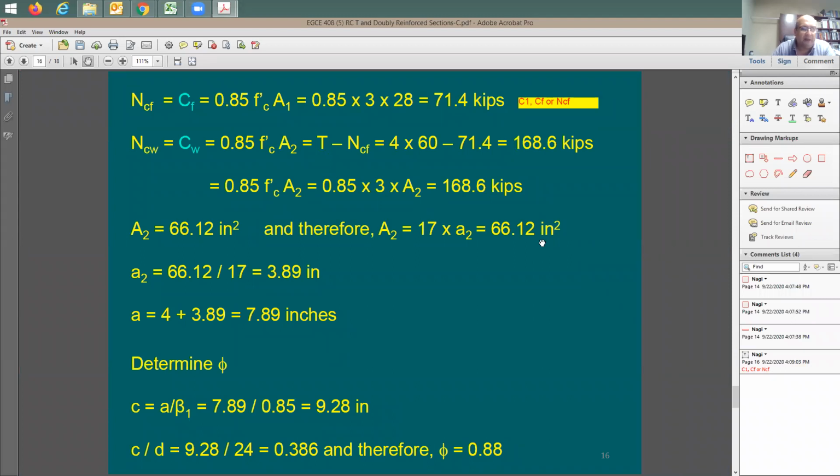When it comes to compression block depth, it has to stay as an A lowercase. Please don't use A uppercase. A uppercase usually indicates an area, cross-section area. With that, I have my comments on this slide set and some of the homework. Now I'd like to hear questions from you on this slide set.